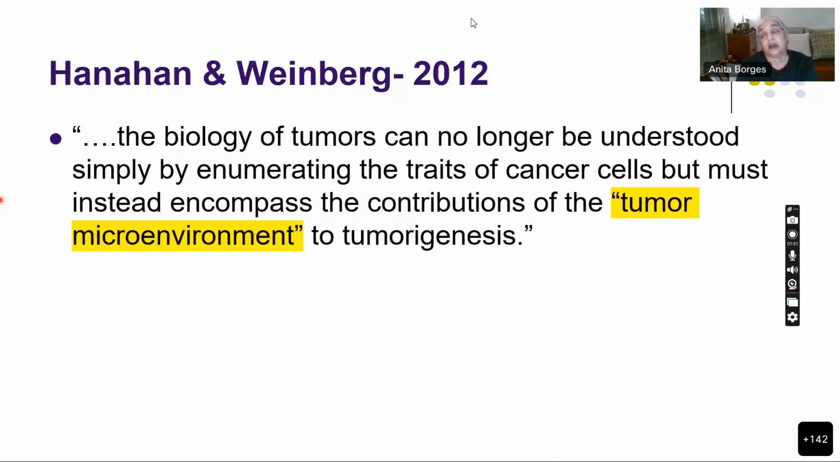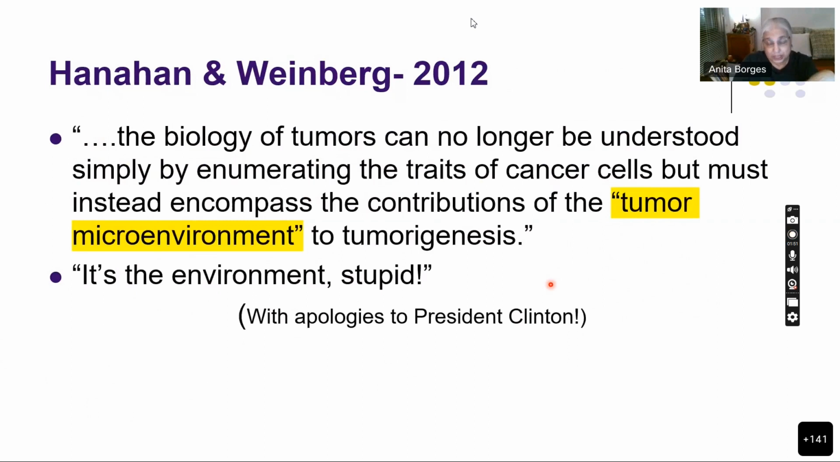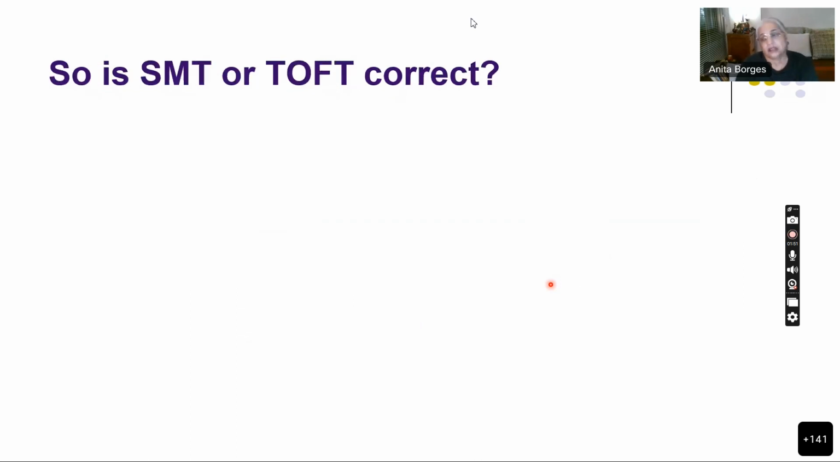And we talked about Hanahan and Weinberg. They're slowly coming around to the theory. They haven't abandoned their somatic mutation theory, but they say that the biology of tumors now has to be understood not only in terms of the cell, but the tumor microenvironment, okay? How much that contributes to tumorigenesis. And I don't know how many of you know the famous quote by President Clinton. When he was asked what is wrong with America, he said it was the economy, stupid. And in this case, it is the environment that's stupid, which we are not paying attention to.